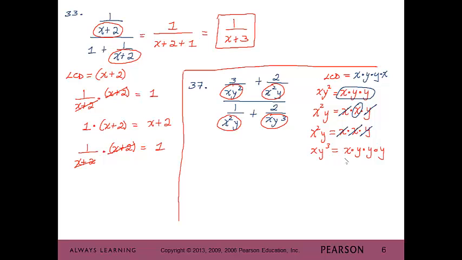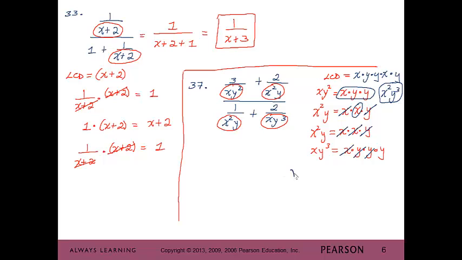And then back down to the last one. X is already there, so let's not write it. Y is there. There is a second y already there. However, there is not a third y, so let's put it there. So the LCD is going to be x squared times y to the third power. So now we're going to multiply every term by this x squared y to the third power.